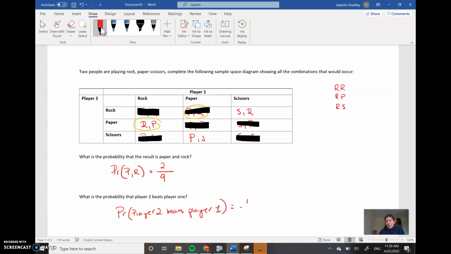It's a 3 out of 9 chance because there's still 9 possible combinations there. And we can simplify that down to being 1 out of 3 because 3 goes into 3 once and 3 goes into 9 3 times.